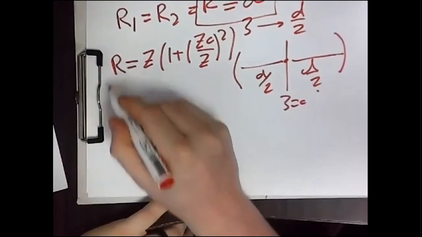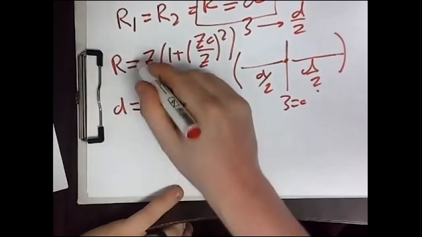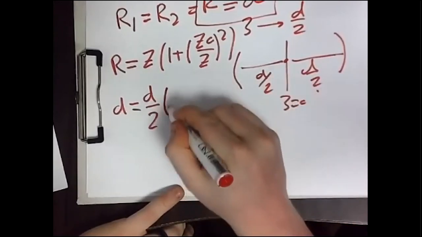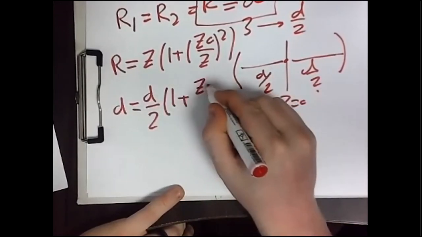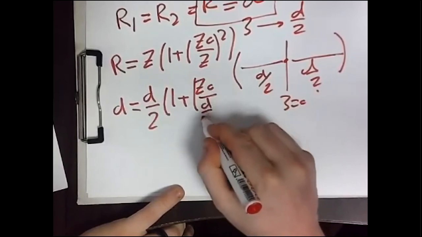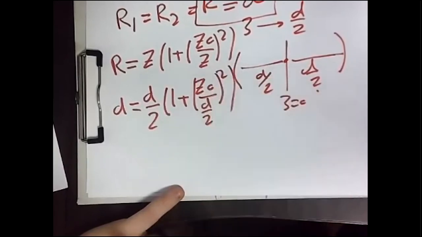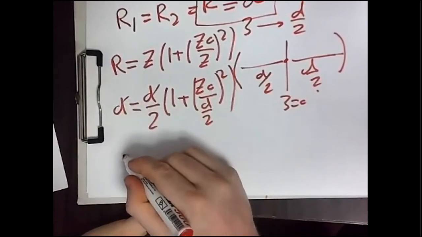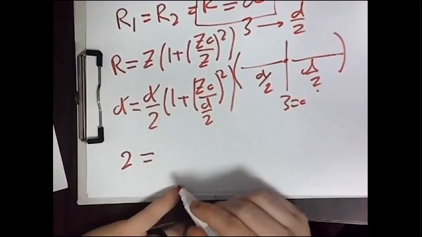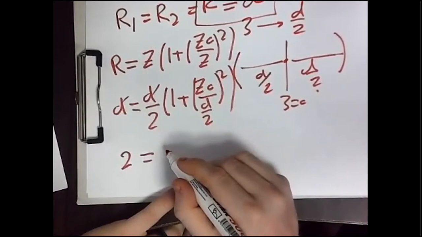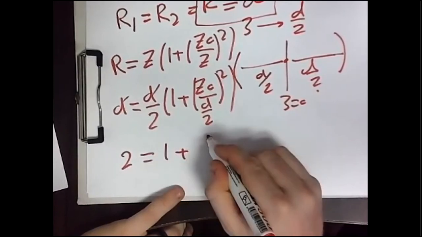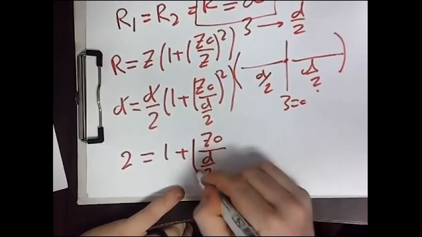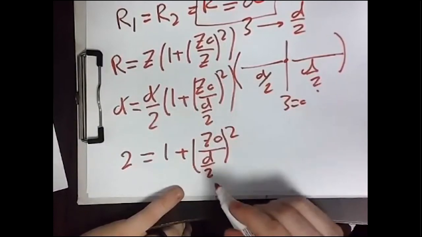Okay, then R will be replaced by D. Z will be replaced by D over 2, the distance of propagation. 1 plus Z node over D over 2 whole square. This D will be cancelled with D, then you have 2 here, 2 equal. Then we have 1 plus Z node over D over 2 all square.